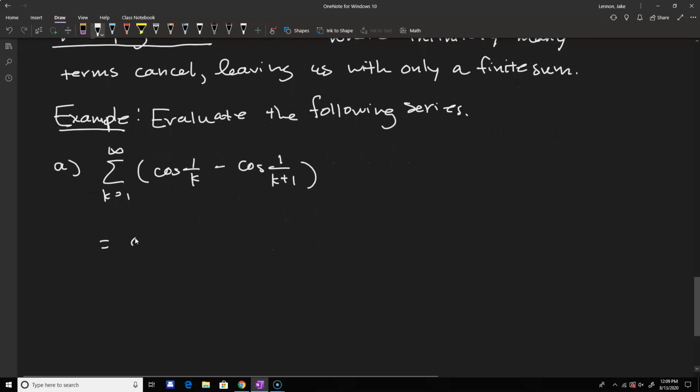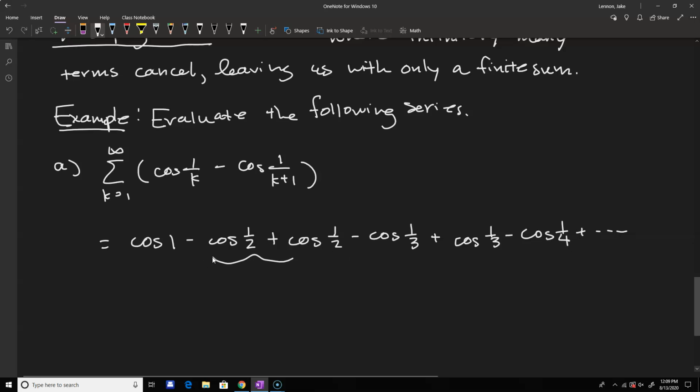Basically, this would look like what? The cosine of 1 minus the cosine of 1/2. And then the second term, when k equals 2, would be the cosine of 1/2 minus the cosine of 1 over 3. And let's just do one more, so plus the cosine of 1 over 3 minus the cosine of 1 over 4. And this process continues forever and ever.